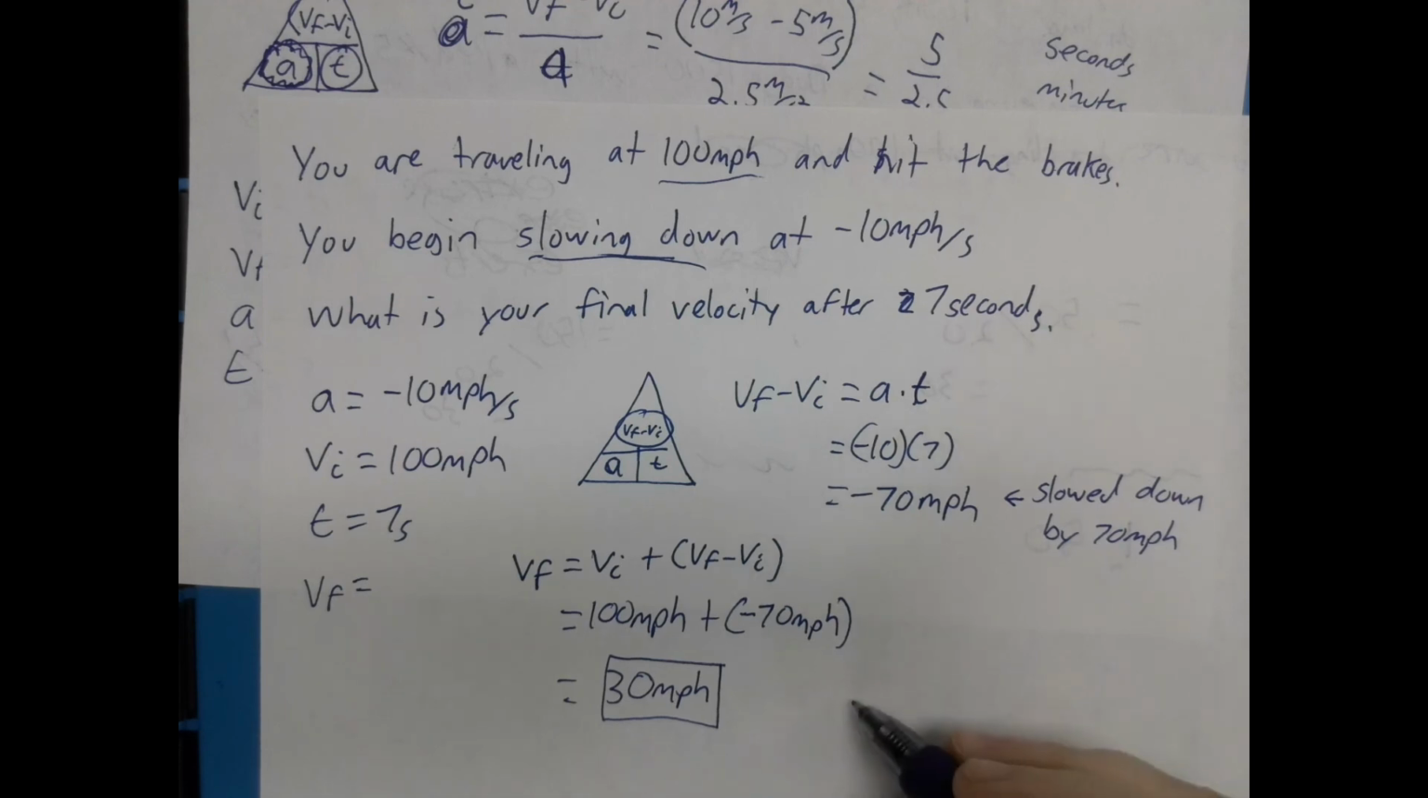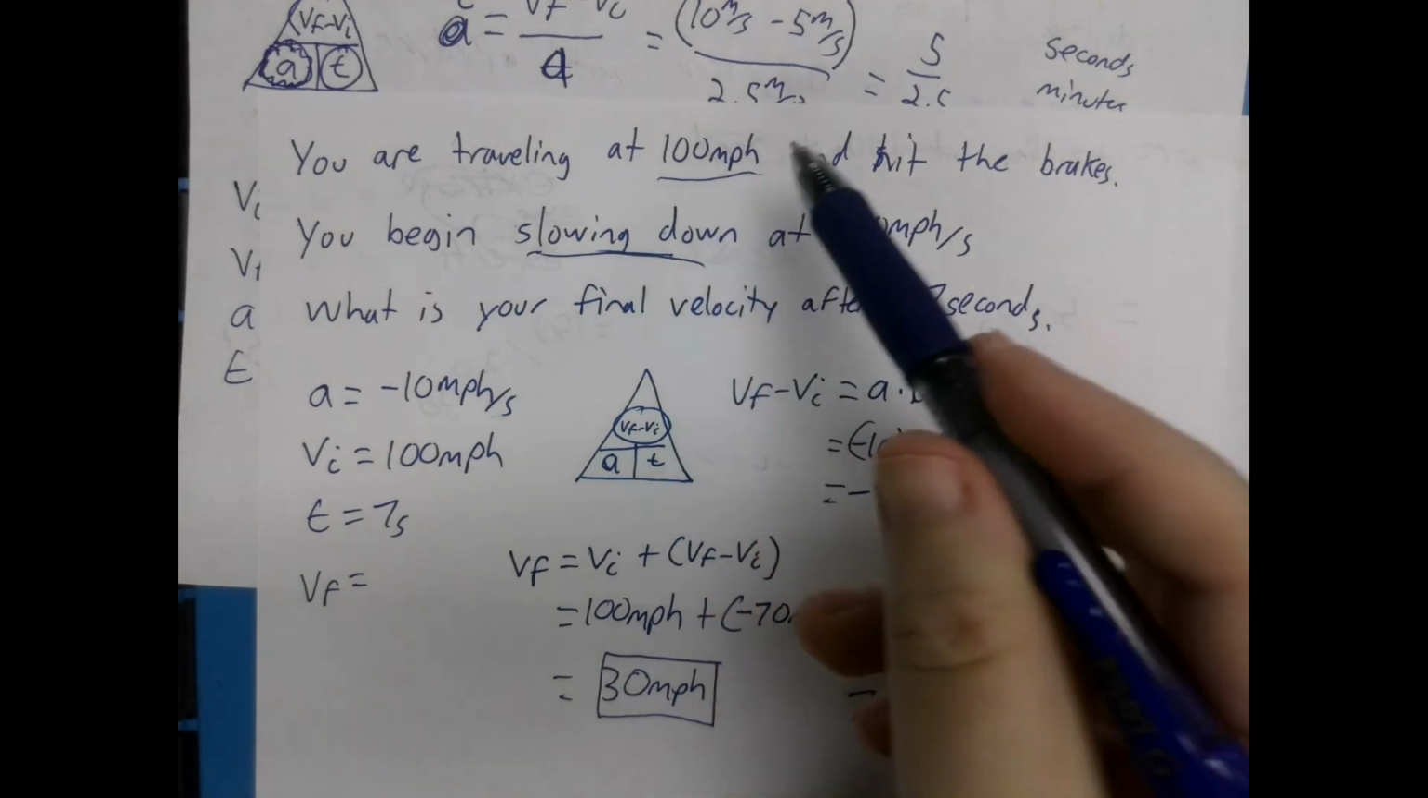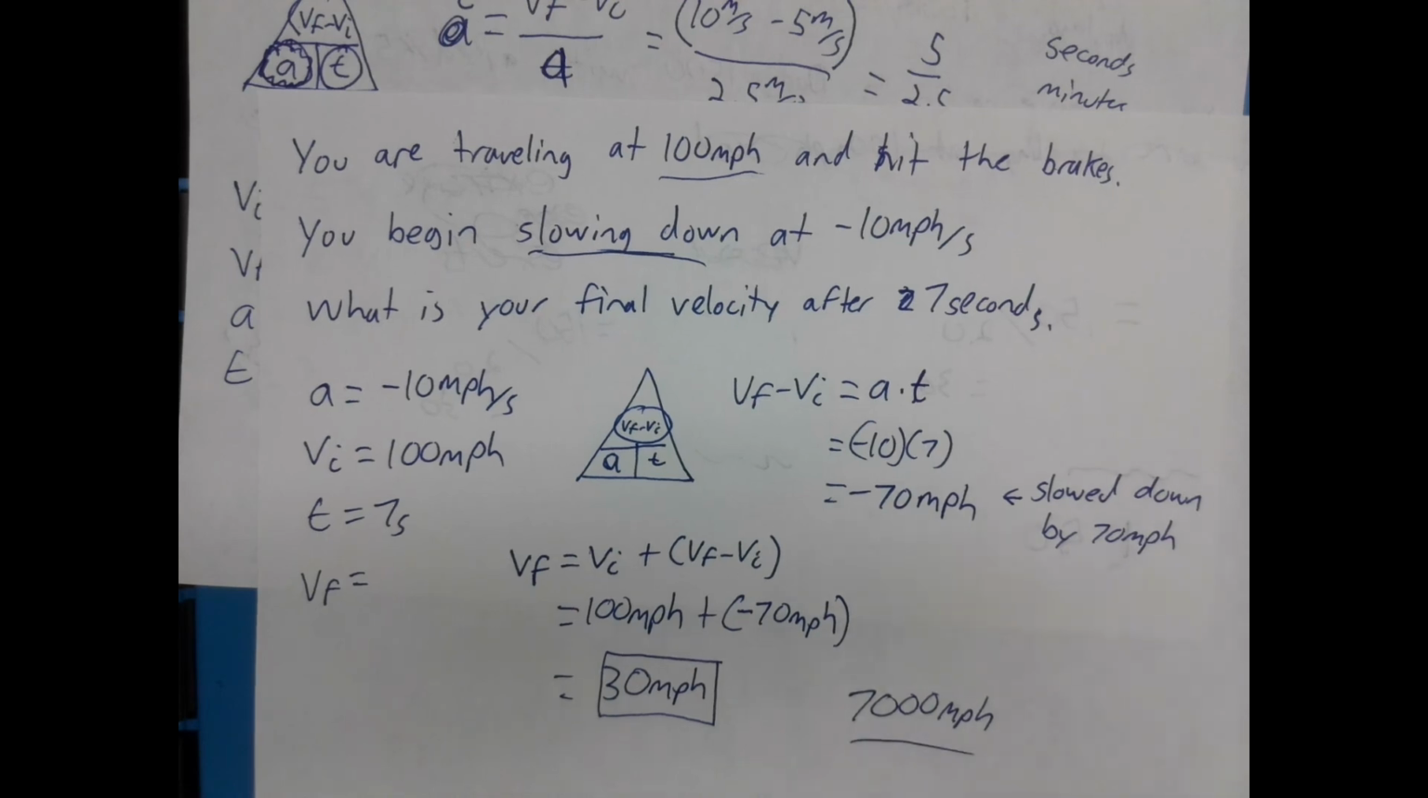I've seen answers like this: 7,000 miles per hour. Does that make sense? If you're going 100 miles an hour and you hit the brakes, how could your speed be 7,000 miles an hour?